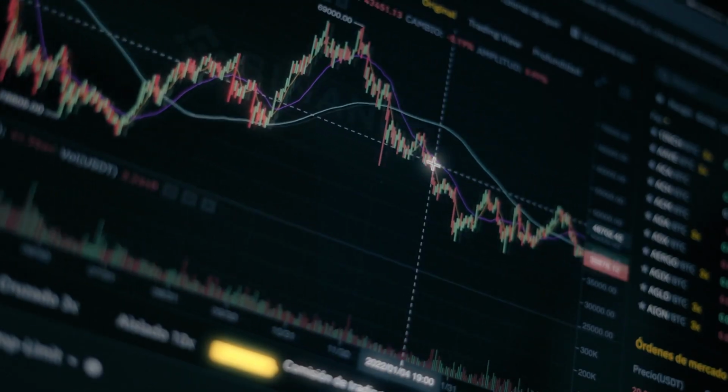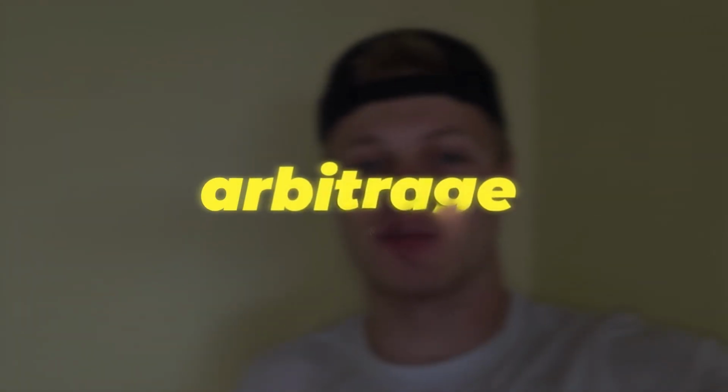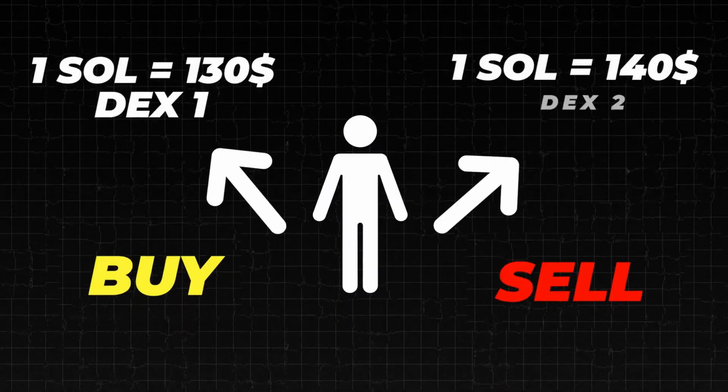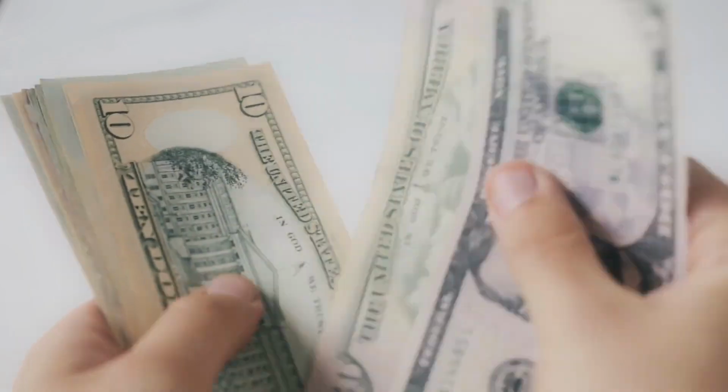Hello everyone, friends. In this video, we'll look at a simple way to make money with cryptocurrency called inter-exchange arbitrage. The idea is extremely simple. We buy a token on one exchange where it's cheaper, transfer it to another exchange where it's more expensive, and sell it, pocketing the difference. In this video, we'll go over all the tools and nuances, so be sure to watch until the end.